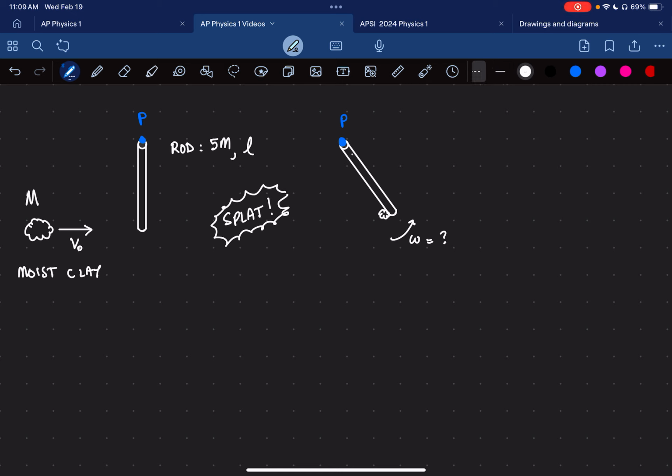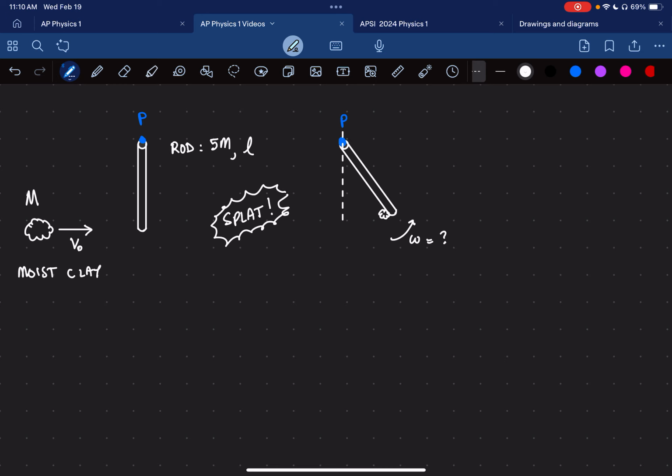here is the rod, and here's initially that plane in which it was. And the rod and the clay are going to move with some angular speed initially after the collision there. Okay, so the question is, we want to know, what is that angular speed right after the collision?